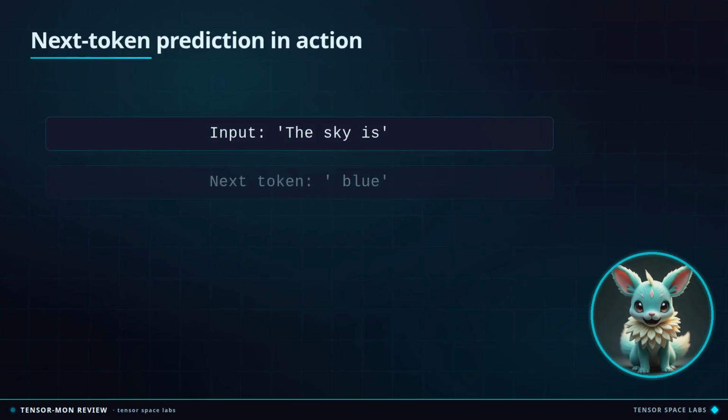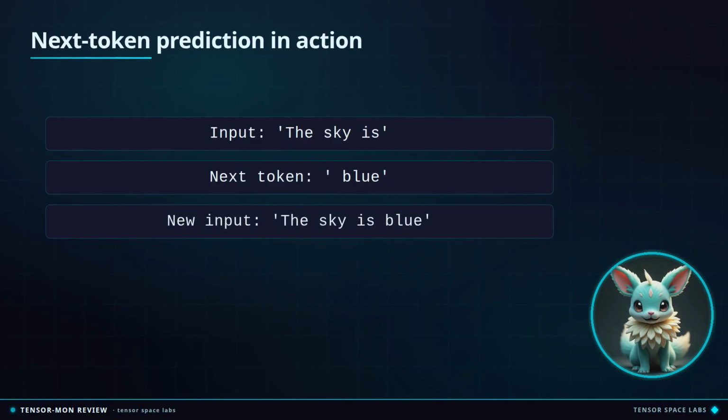Say you type "the sky is." The model considers every possible next token and picks one, usually blue. Now the input is the sky is blue. It guesses again. Maybe today. It keeps going. It does not plan ahead. It just takes the best next step.